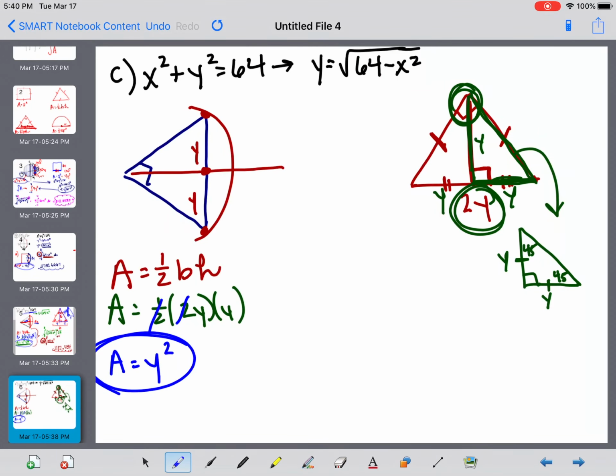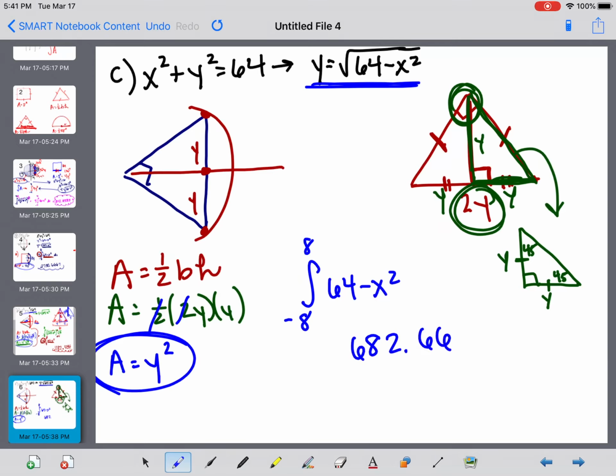All right, so this is my formula for my isosceles right triangle. Again, I know that y is this up here, so I'm going to do the integral from -8 to 8, because that's what I'm bound by, of y squared, which is just 64 minus x squared. Plug that into my calculator. And I get 682.6667.